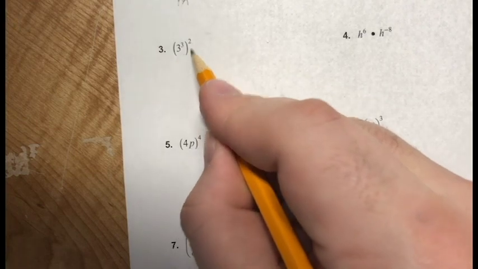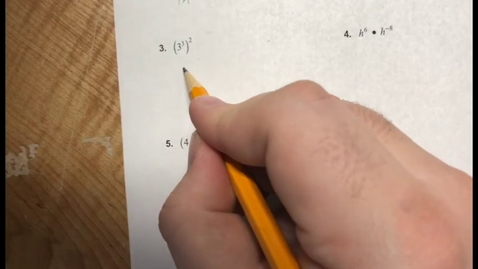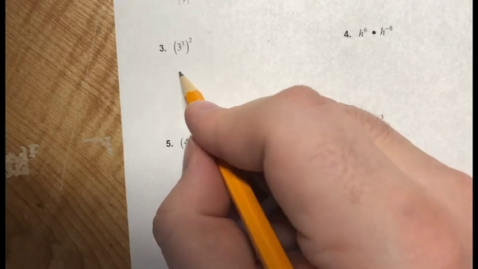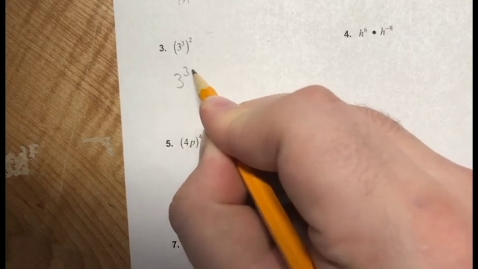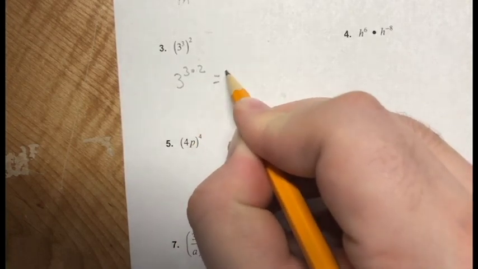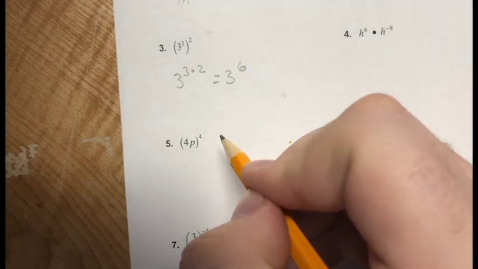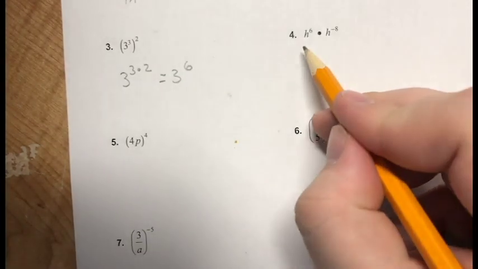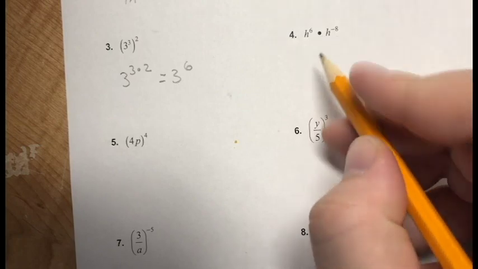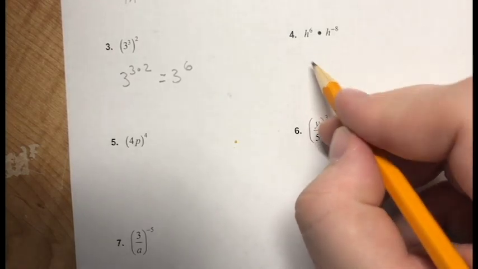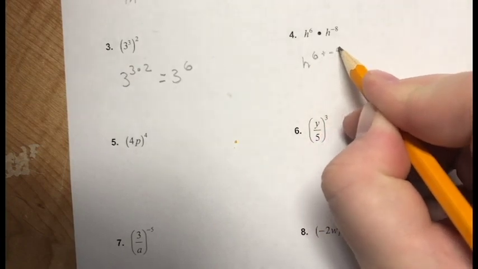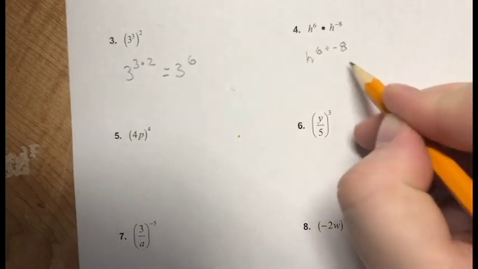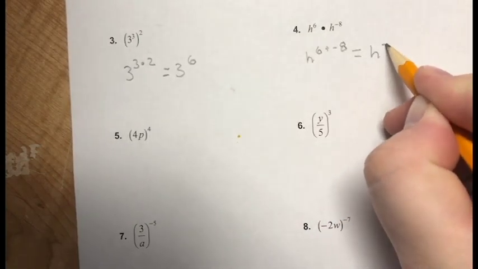All right, this one, we have 3 to the third, all of this is being squared. So this follows the power of a power property. So it's saying 3 raised to the third power times 2, and this will give me 3 to the 6th. All right, now the next one, we have h to the 6th times h to the negative 8. This is our product of powers property. So I'm going to go h to the 6th plus a negative 8, because since they're multiplying, we're going to add. And when I do, I get h to the negative 2.